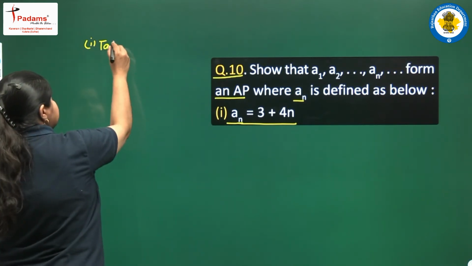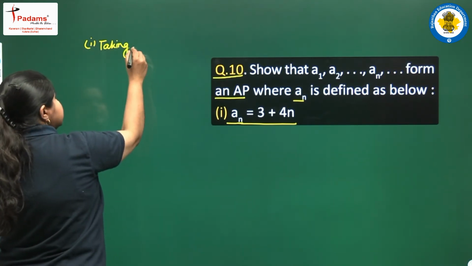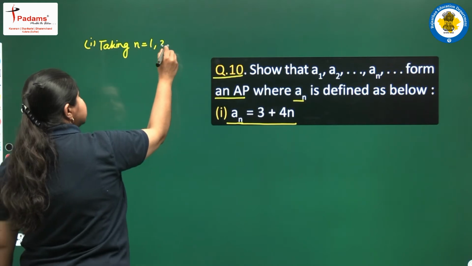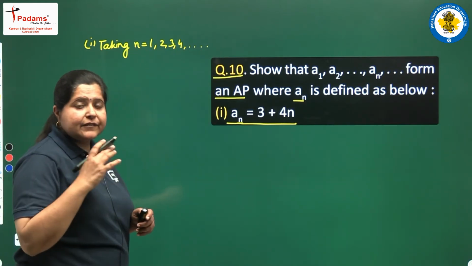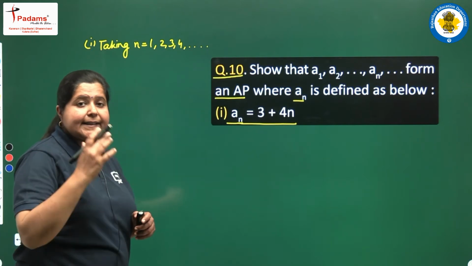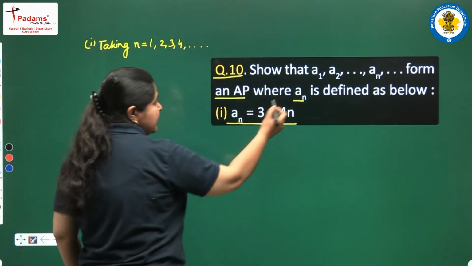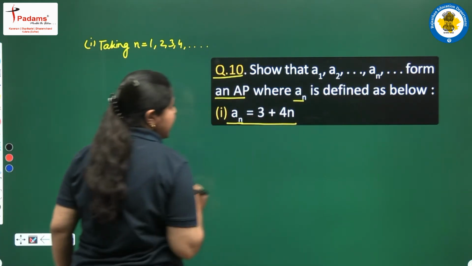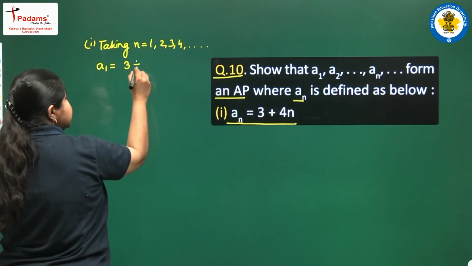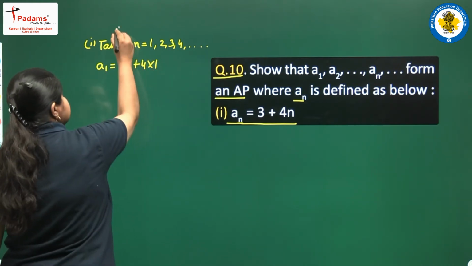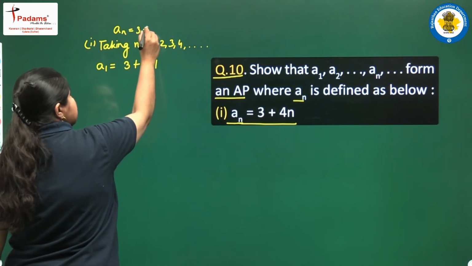Taking different values of n, 1, 2, 3, 4 and so on. Taking all these different values of n, we can get the different terms of this AP, A1, A2, A3 and so on, An and so on. We get A1 equal to 3 plus 4 into 1. An क्या है हमारा? 3 plus 4n.